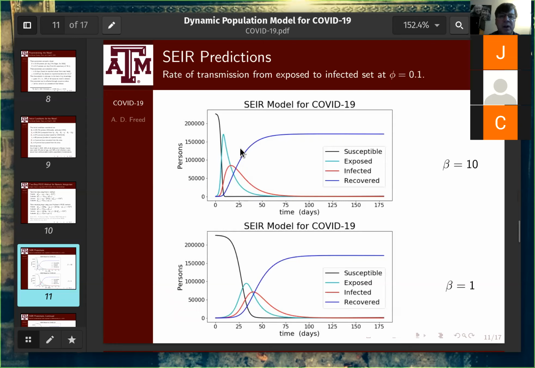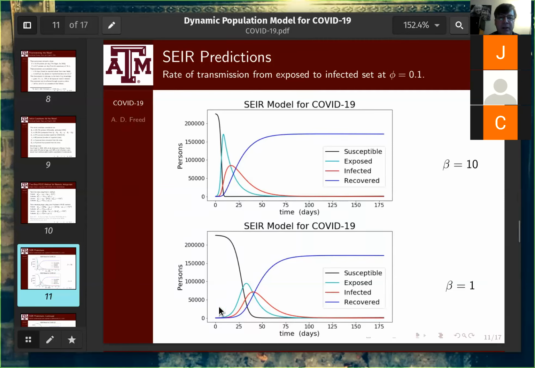The exposed is the cayenne color. You'll notice it goes up very quickly and then falls off. And the red are the number of people that are infected on any given day. And the blue are those that have recovered from the infection. So that's beta equals 10.